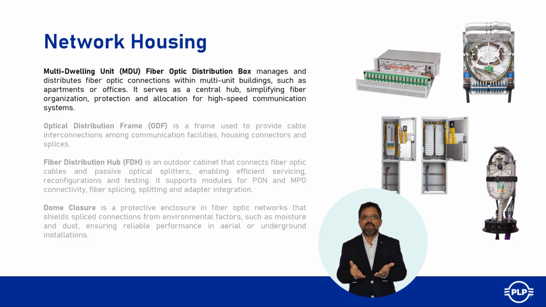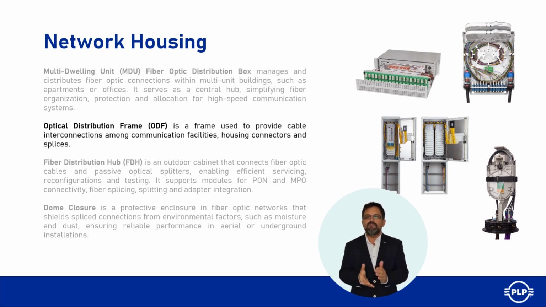A multi-dwelling unit distribution box is a central point for connecting and organizing fiber optic cables in buildings with multiple separate housing units, such as apartment complexes. It simplifies network management by enabling structured fiber distribution to each individual unit, supporting easier installation, maintenance, and future upgrades. An optical distribution frame is used to terminate, splice, and manage optical fibers in one organized location. It comes in several versions tailored to different installation scenarios.